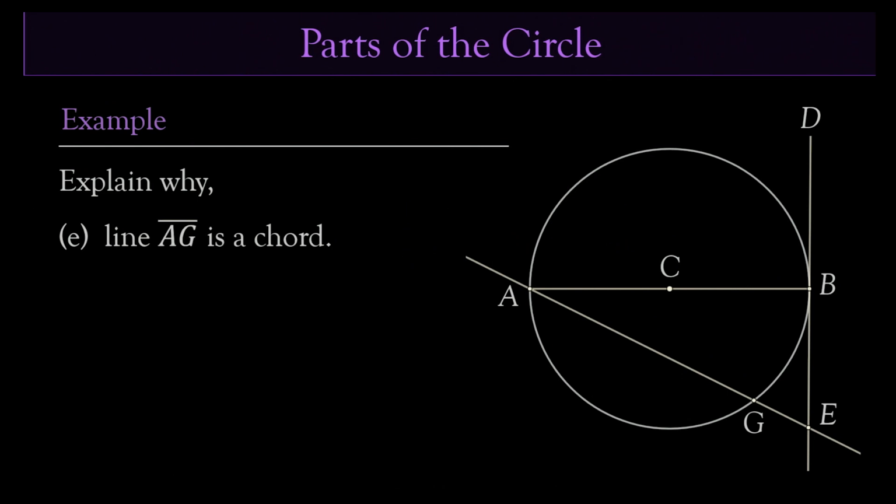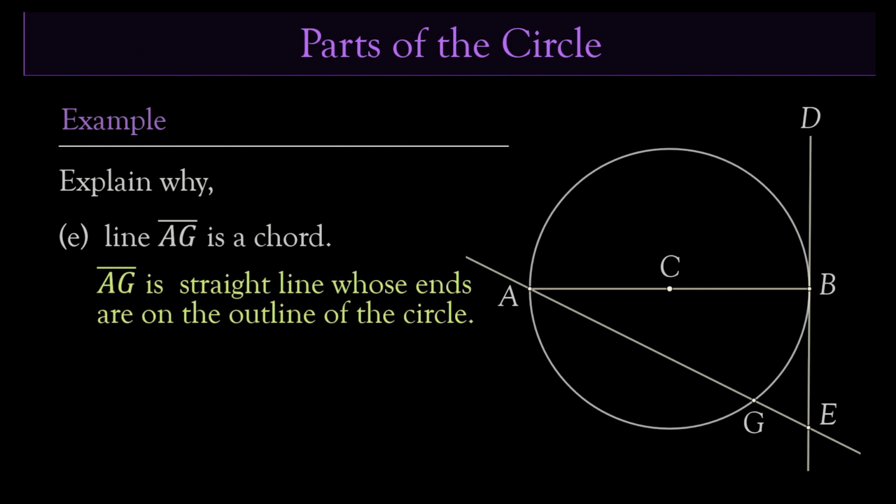Okay, so the line AG is a chord. All right, why is it a chord? Because it has got 2 endpoints on the outline of the circle. So AG is a straight line whose endpoints are on the outline of the circle, and that makes it a chord. Okay, next, explain why line BG is a minor arc.